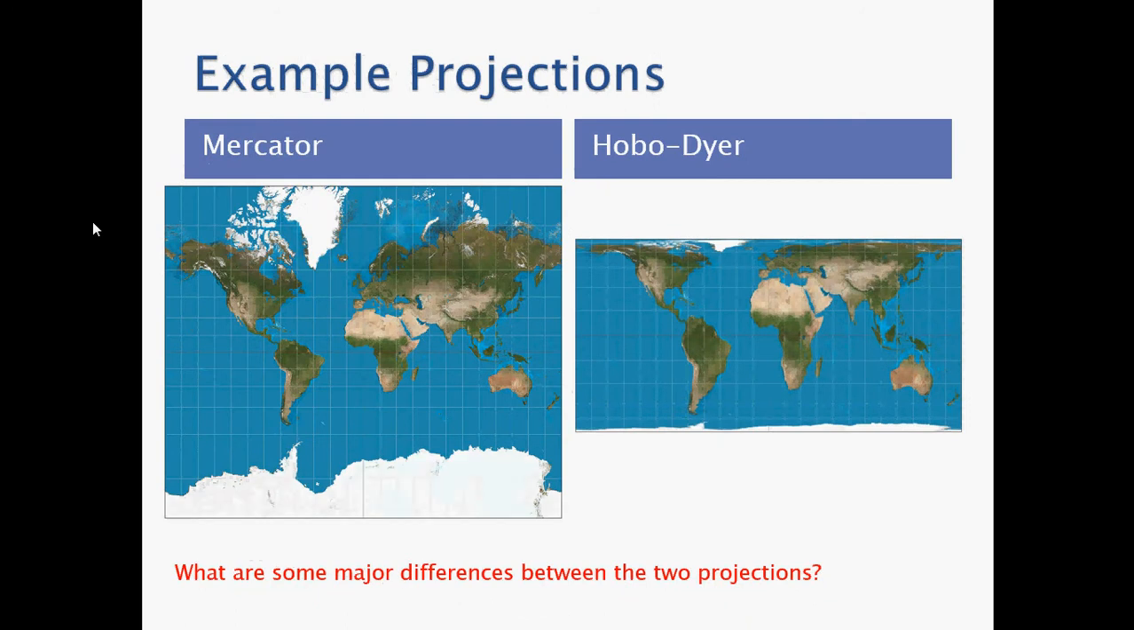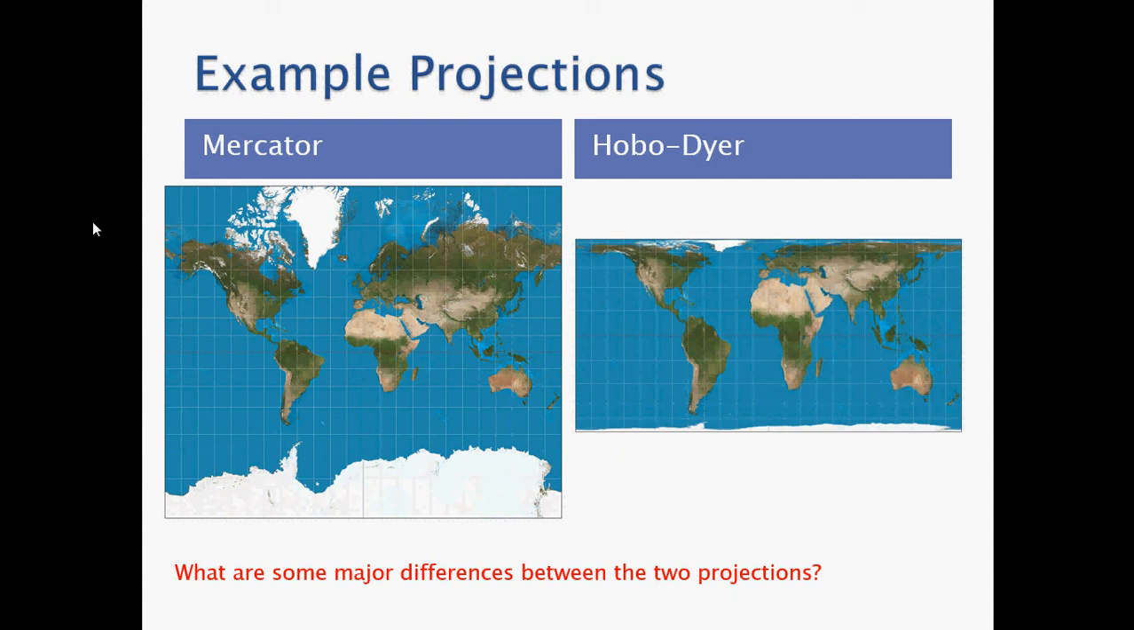Okay, so I've included 2 different projections here. The Mercator projection is probably the most common one that you've seen. And that's a little bit problematic, and we're going to talk about why. But that one's been around since the 16th century. And then the Hobo-Dyer projection that I've included is a little bit newer. Just looking at these, you can see that there are some considerable differences there.